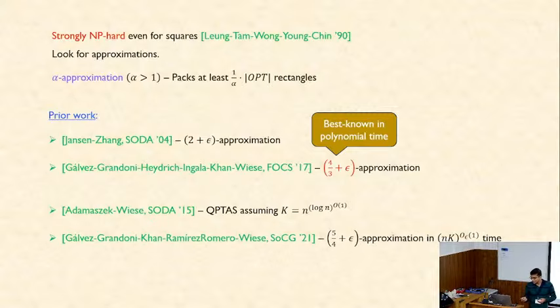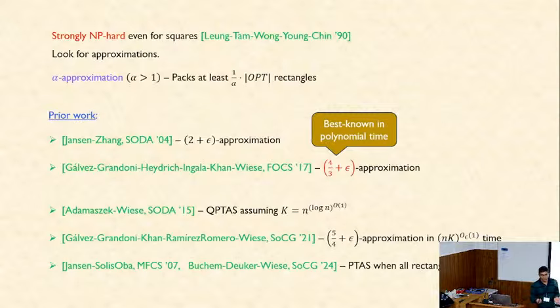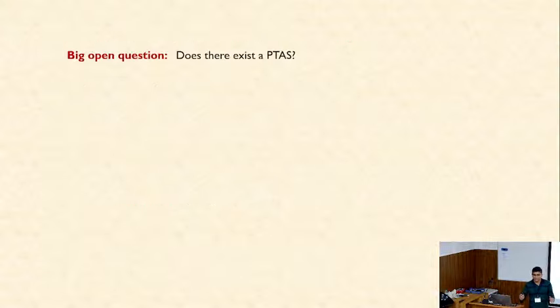Then again in 2021, Arindam and others showed that in pseudo-polynomial time, you can get a 5 by 4 plus epsilon approximation. In other words, if you assume the side length of the square to be polynomially bounded, then this 4 by 3 approximation improves to 5 by 4. For the special case when all rectangles are squares, there is a PTAS known. And there are some other results known as well in the parameterized approximation setting. But after all this, the big open question that remains is, does there exist a PTAS for the general rectangle packing question?